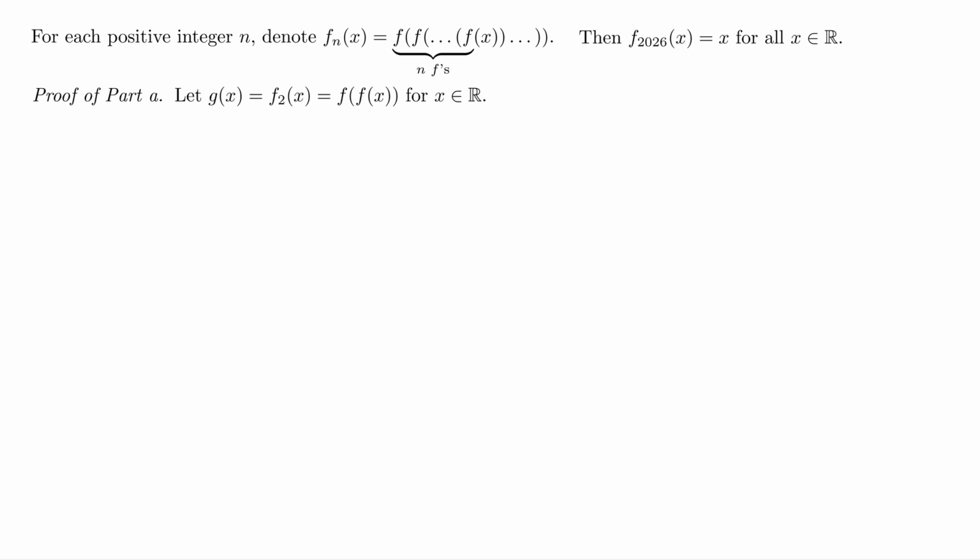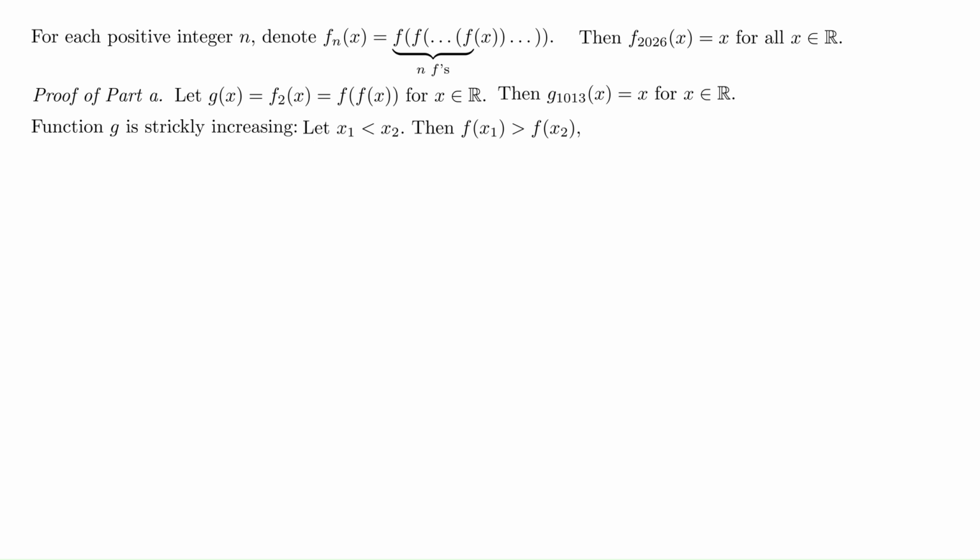Let g of x be f of f of x. Using the same notation for function g, we have g^1013 is 1013 compositions of g, which is 2026 compositions of f. So, it is indeed the identity function. Immediately, g is strictly increasing.